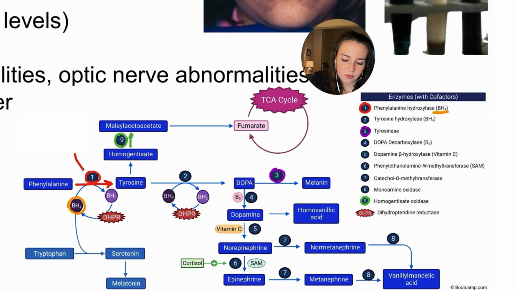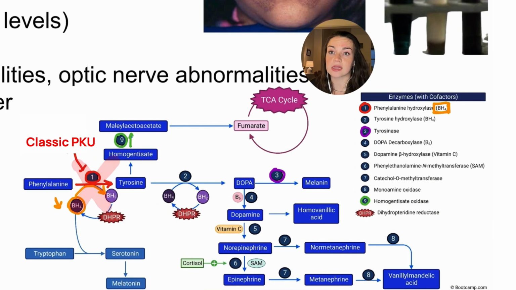The classic form of phenylketonuria is a deficiency in PAH, right? We properly just knock out the enzyme. We can't convert phenylalanine into tyrosine. But there's another way to knock out that step. Remember, PAH requires tetrahydrobiopterin, or BH4, as a cofactor. So if we have a deficiency of BH4, we will also knock out that conversion of phenylalanine to tyrosine.